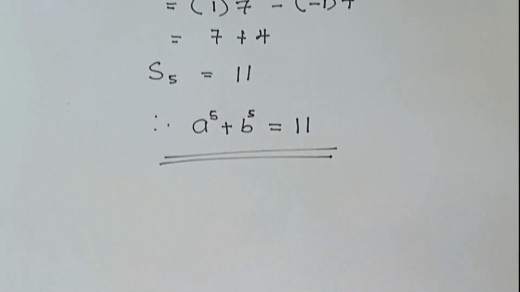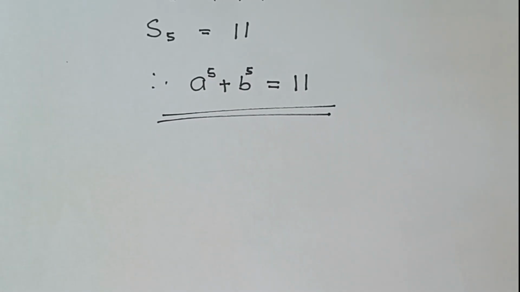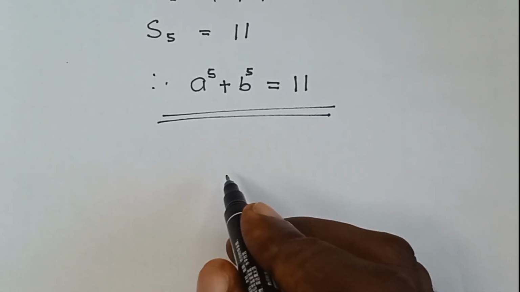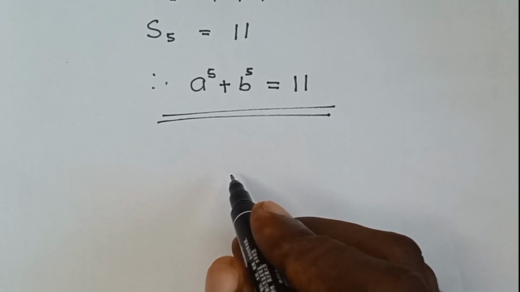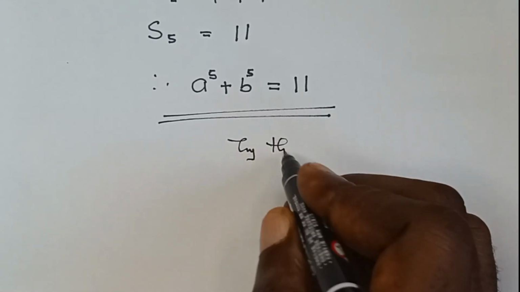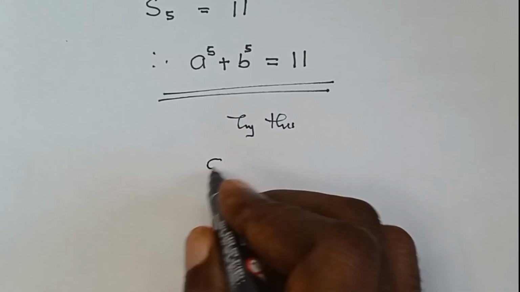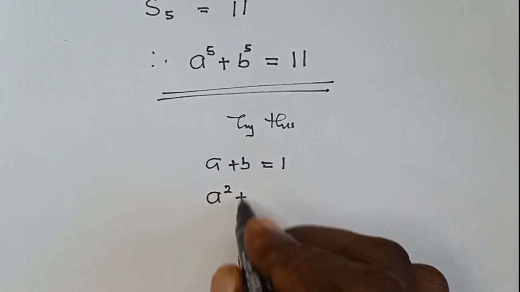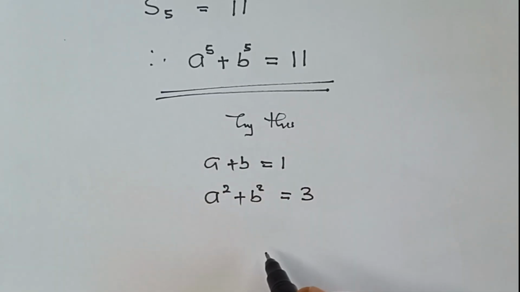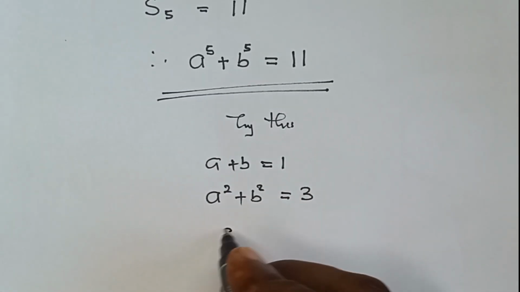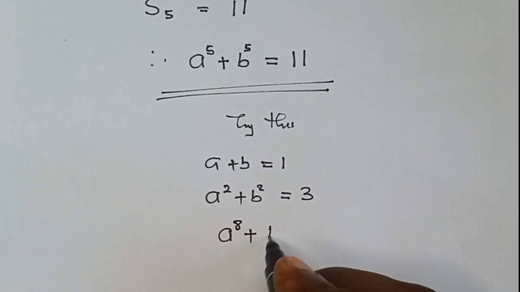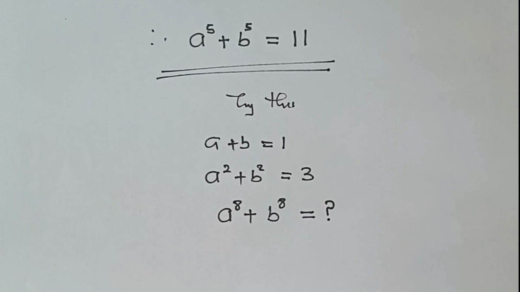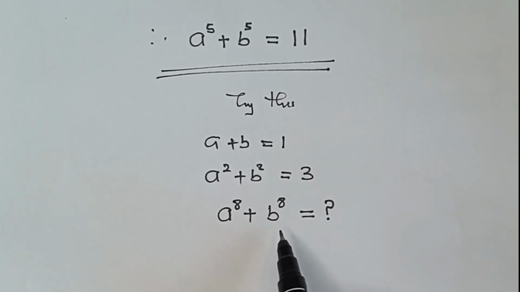All right, so now let's try to solve this. I'm going to give us the same equation, but I'm going to change the sum of the nth power of the roots. If A plus B equals to 1 and A squared plus B squared equals to 3, the same one, then we are going to find A raised to the power 8 plus B raised to the power 8. That's the only thing I've changed. Now let's try this and write our answer in the comment section.